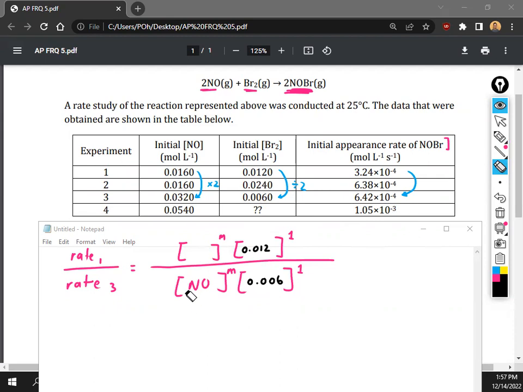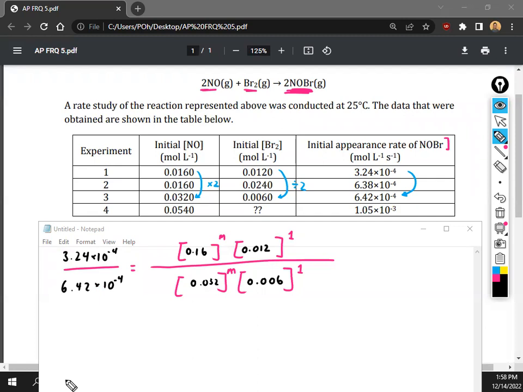Then we're going to fill in the concentrations for NO for each of the reactions. We're going to put 0.16 on the top and 0.032 on the bottom. Here it's just algebra. All we're doing is filling in the values from the table. So the rate for 1 is 3.24 times 10 to the negative 4. The rate for 3 is going to be 6.42 times 10 to the negative 4. We all good?